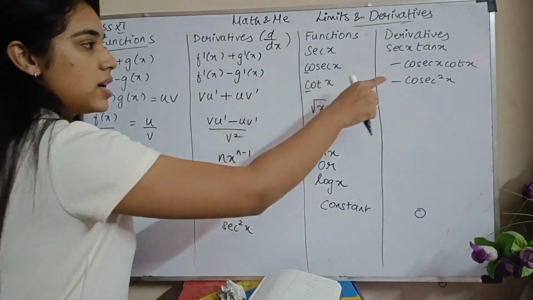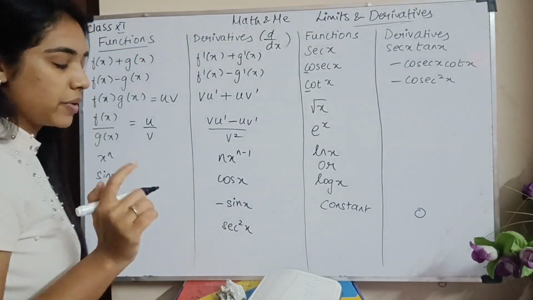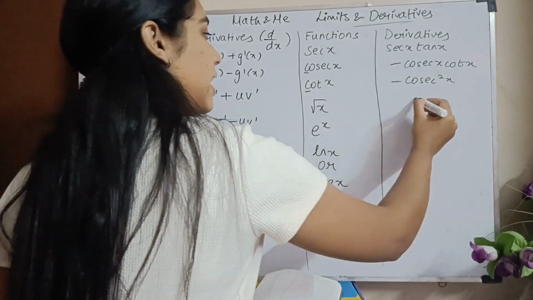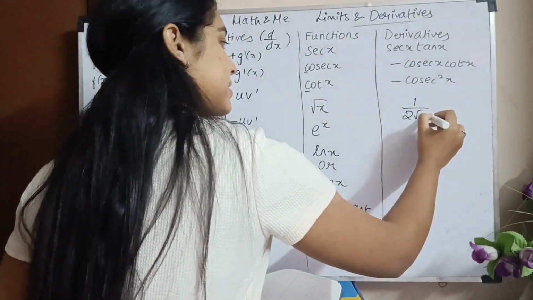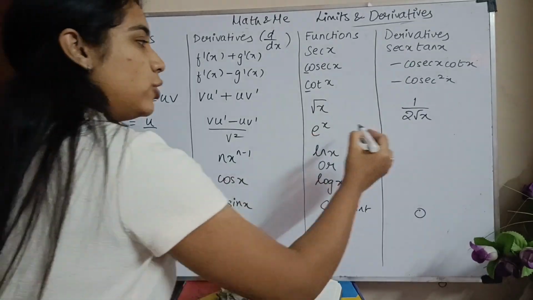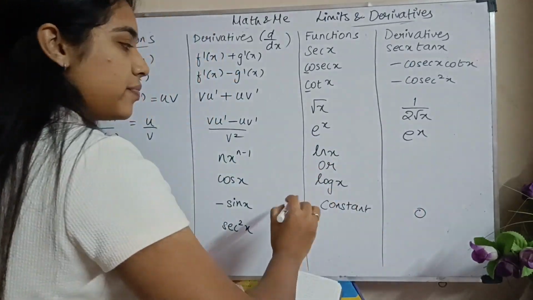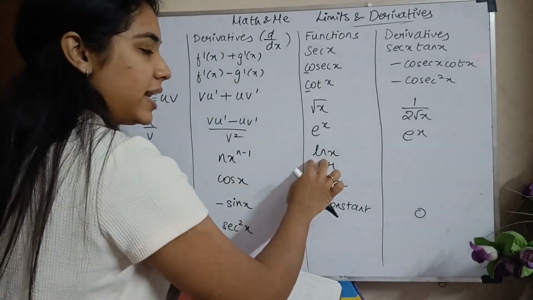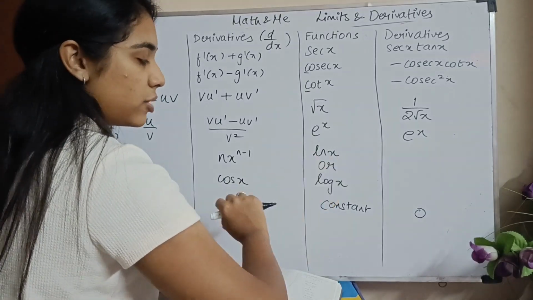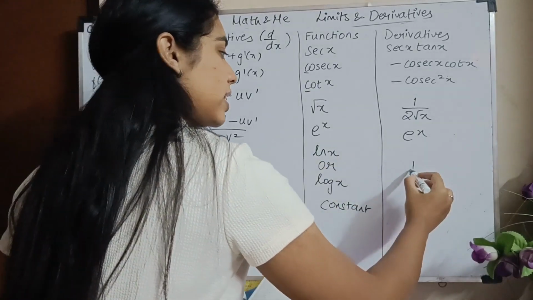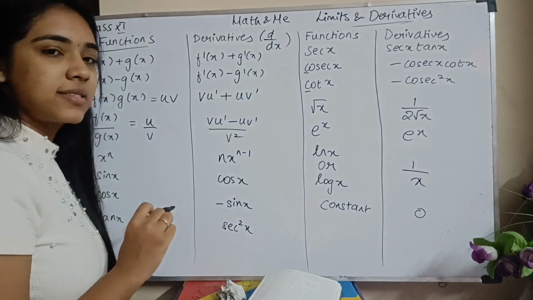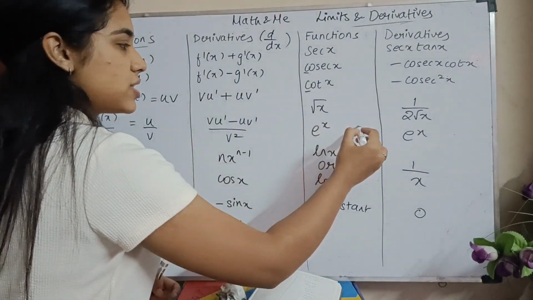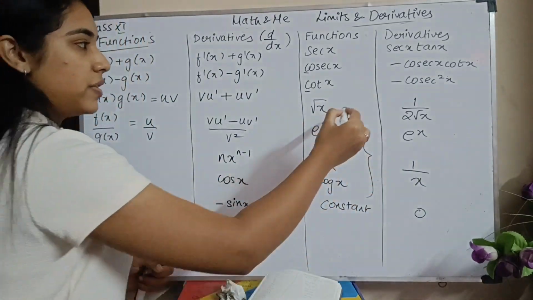Wherever there is a c, you'll have a minus. Okay, easy to remember. Now for root x, I'll have 1 by 2 root x. This is the derivative of root x. E to the x will be e to the x itself. Ln x or log x: ln is natural logarithm. So whether it is natural logarithm of x or log x, the derivative will be 1 divided by x.